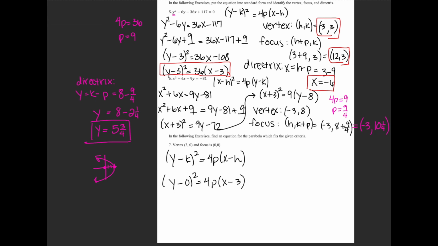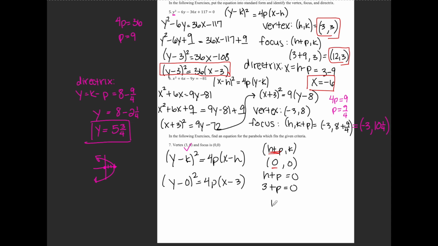So as of now, I've used the vertex piece. I now need to use the focus piece. I know that the focus for a y squared parabola is (h plus p, k). And they told me that the focus was (0, 0). That means that h plus p is equal to 0. All right, h plus p and 0 are in the same spot. I figured out earlier that h was 3, and I'm trying to figure out what p is.